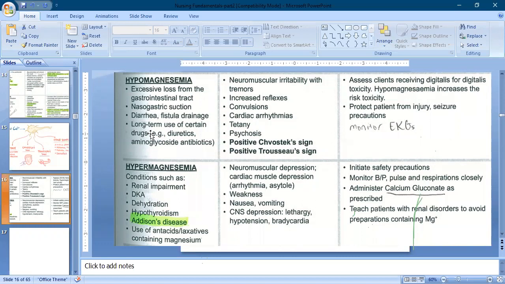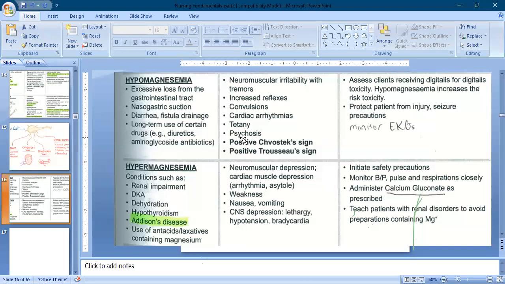Long-term use of certain medications like diuretics and aminoglycoside antibiotics can cause hypomagnesemia. Thank God, the signs and symptoms are almost the same as hypocalcemia. If your patient has hypomagnesemia, they have a chance of developing tetany, with a positive Chvostek sign and positive Trousseau sign, right?